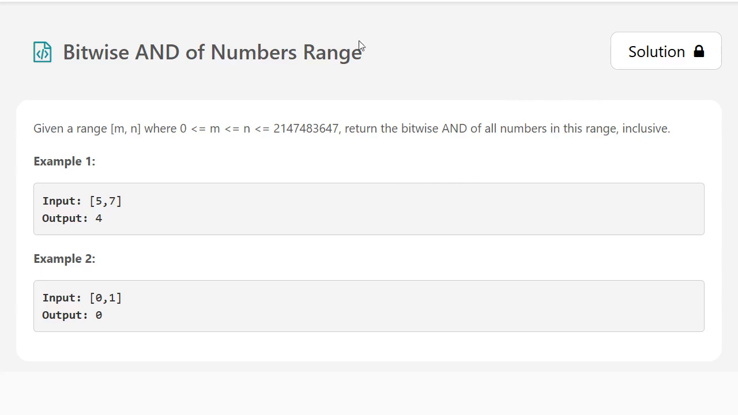Alright, today's problem is bitwise AND of a numbers range. So they give us a range from m to n, and we want to bitwise AND each number within this range, inclusive, and then output the result.